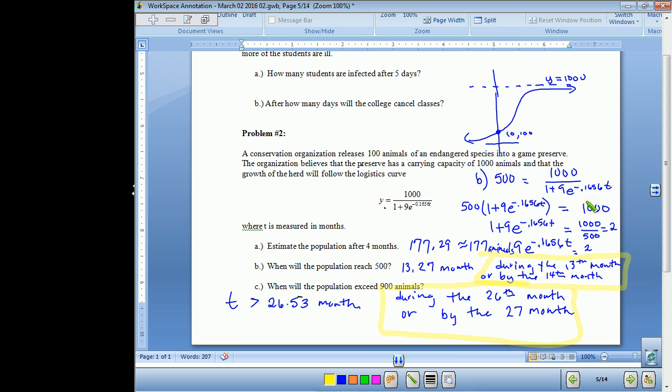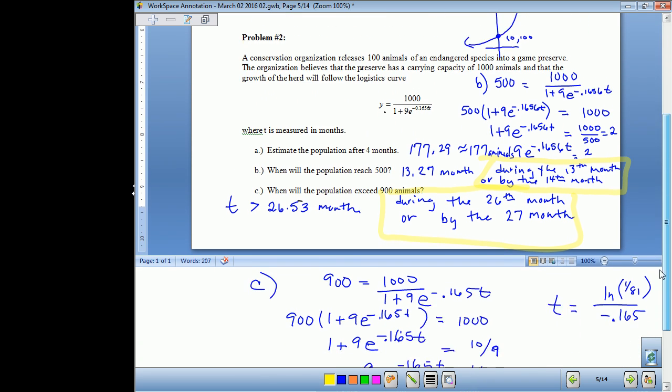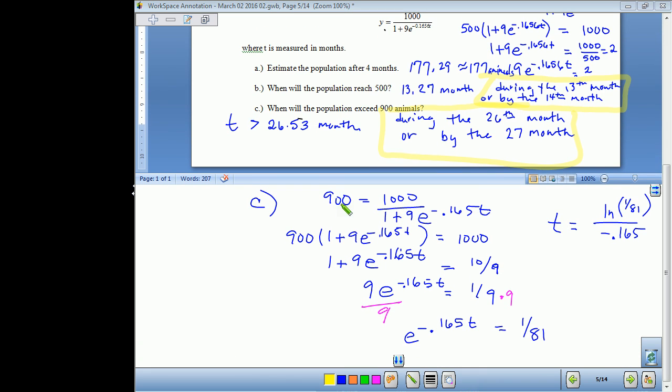Did you just solve it for 900, and then you just put a greater than sign in front of the answer? I solved it for 900. Alright, so I get 9 divided by 9 is 1 over 81 first. So that's how I get my answer. Natural log of 1 over 81 divided by negative. This should have a 6 at the end of all of these.